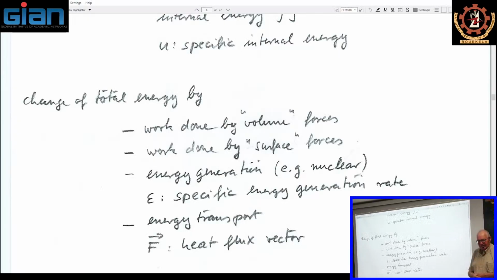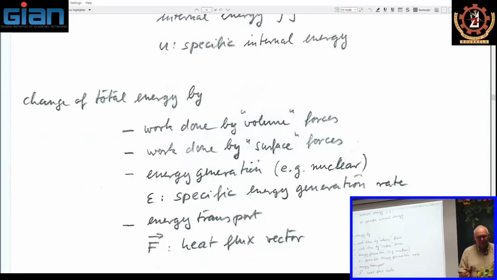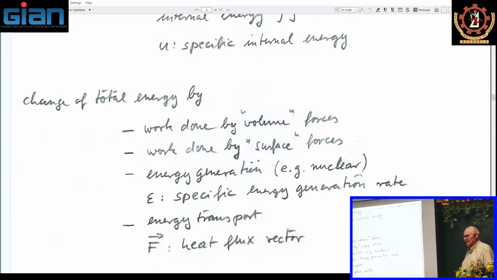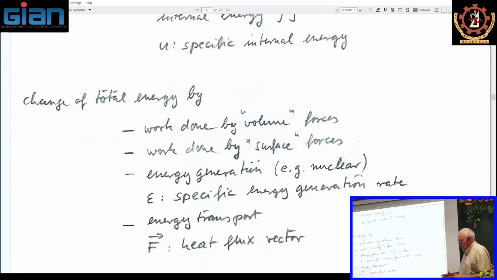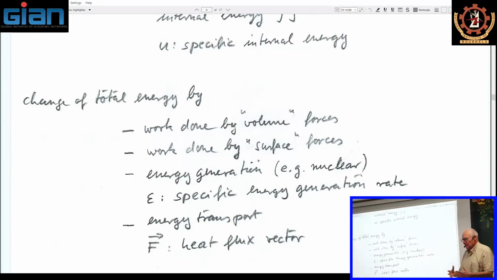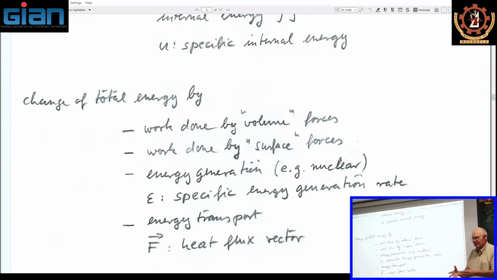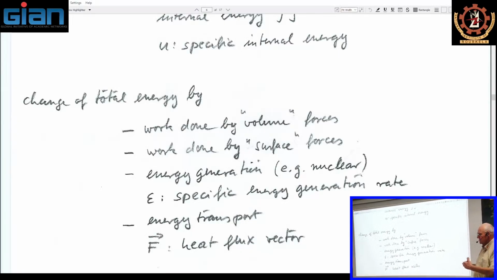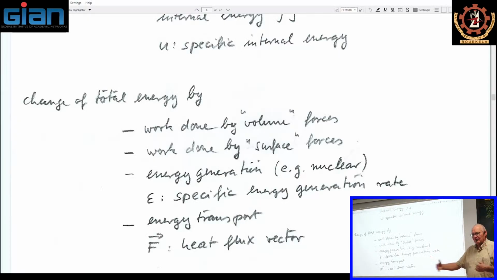Another effect that occurs in any real situation is that we have heat fluxes. A heat flux is a vector which goes into your mass element through the surface of the mass element. So we have a heat flux which enters, or a part of the heat flux enters the mass element, and some of the heat flux goes out of the element.